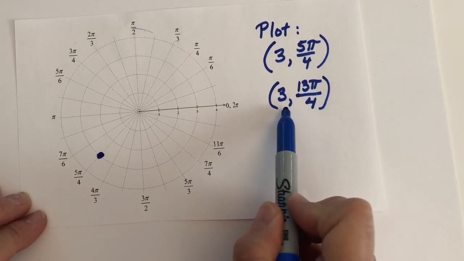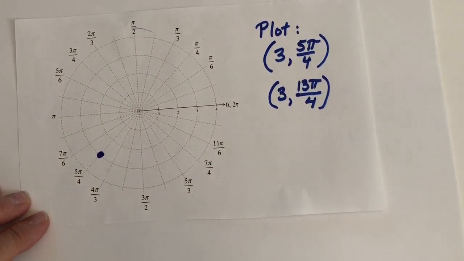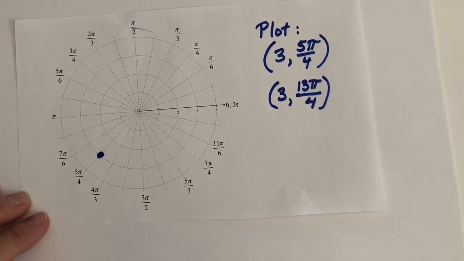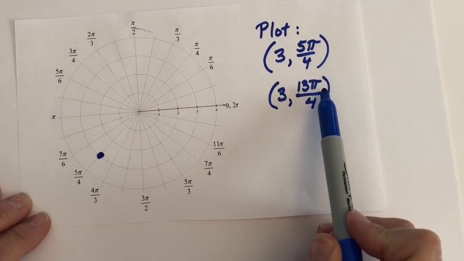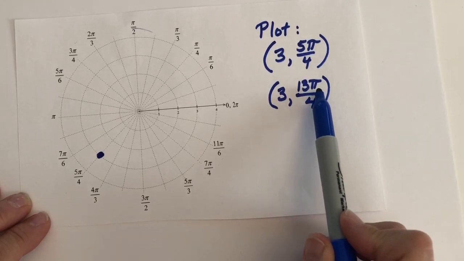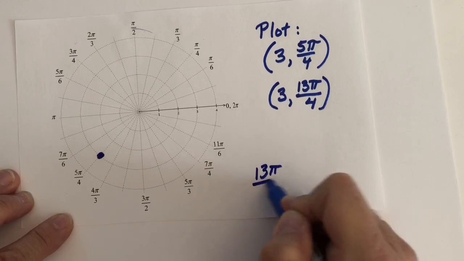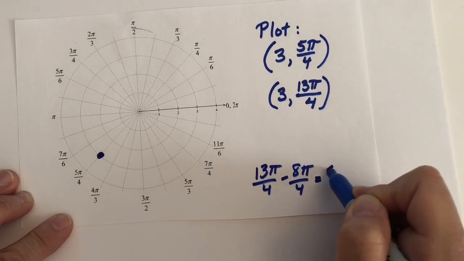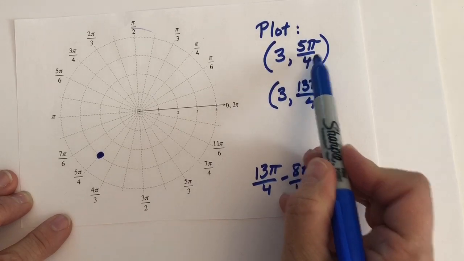Now look at this one. Oh, this one we are going to go to the angle 13 pi over 4. Notice that's bigger than 2 pi, so that is more than 1 full rotation. Let's see, what would that look like if we subtract off 2 pi so we can find the angle coterminal with it? 13 pi over 4 minus 2 pi, which is 8 pi over 4, we get 5 pi over 4. In fact, it has the same terminal side as this one.